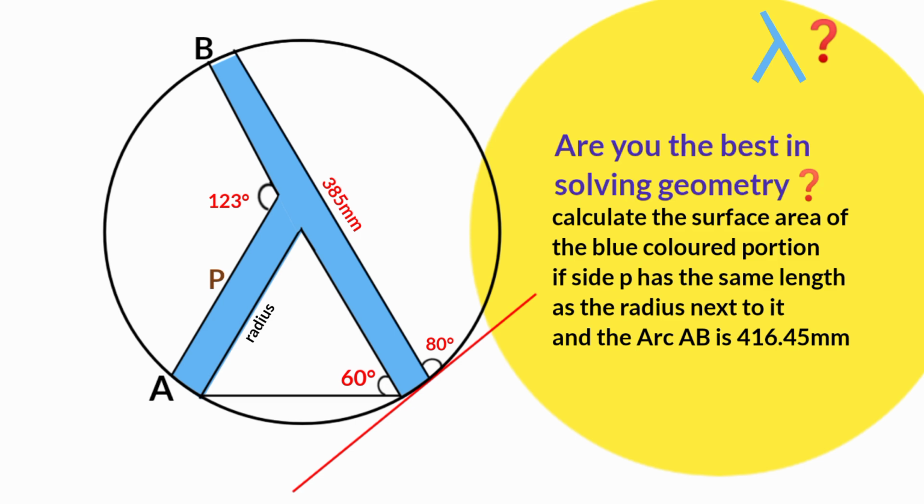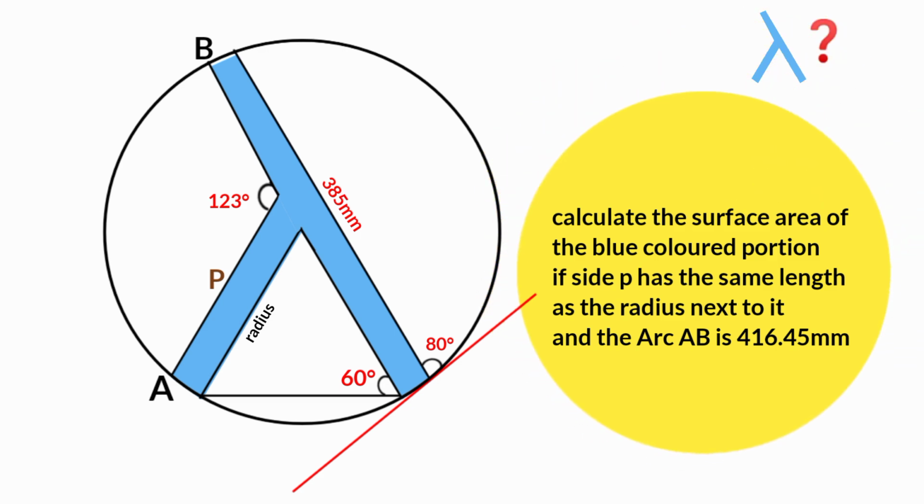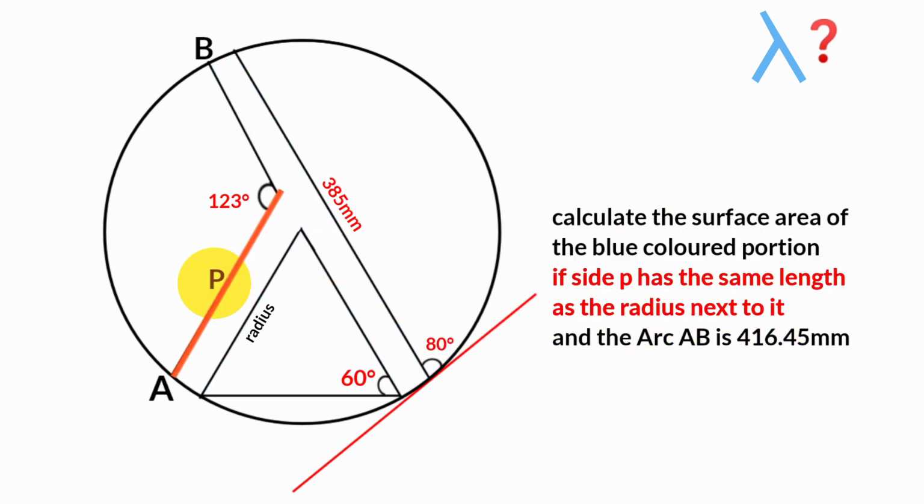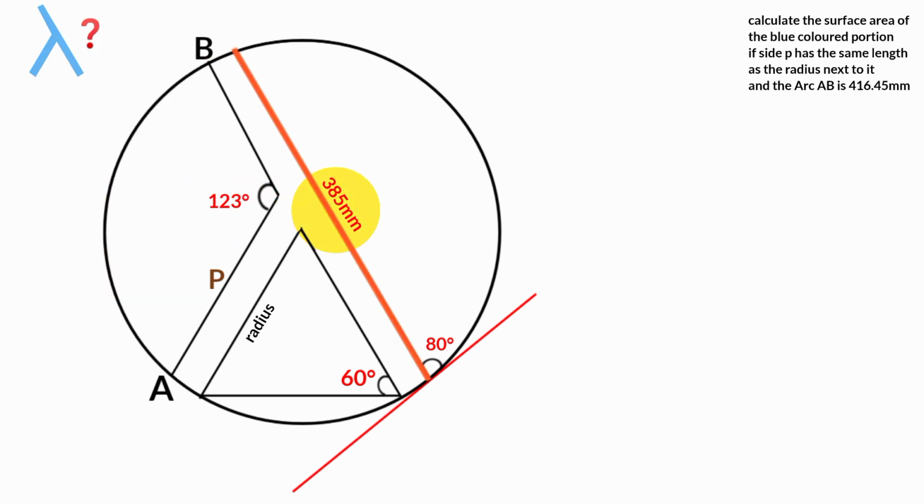So let's go. Now the question says calculate the surface area of the blue colored portion if this side P and the radius drawn next to it, which is here, are equal in length. And this arc AB is 416.45 millimeters. So how can we solve it? Let's start with this side here. It has a length of 385 millimeters.